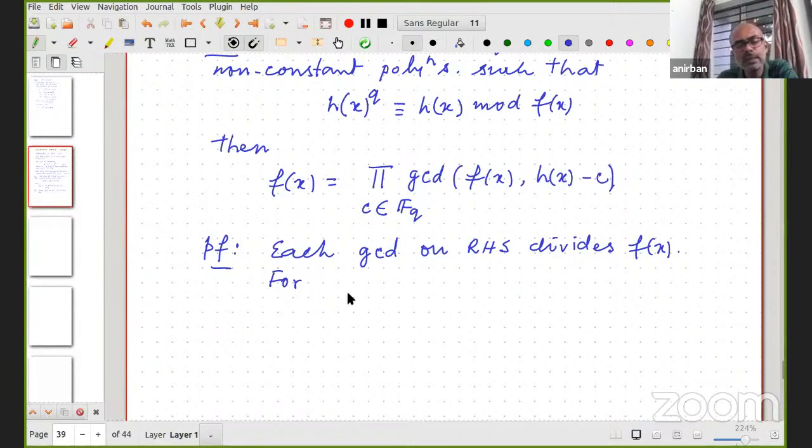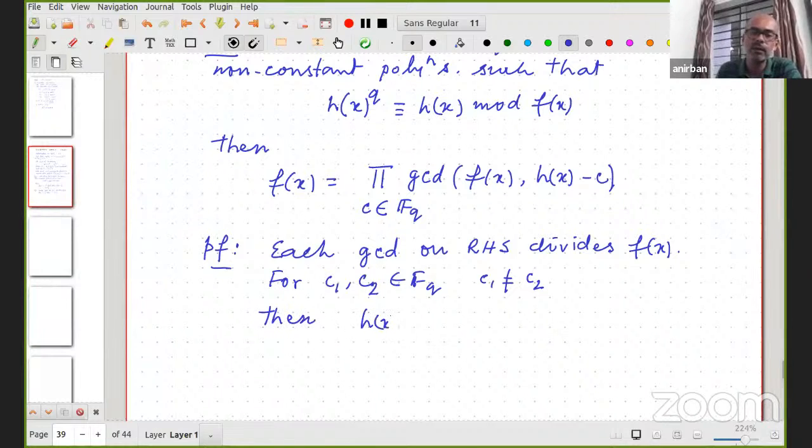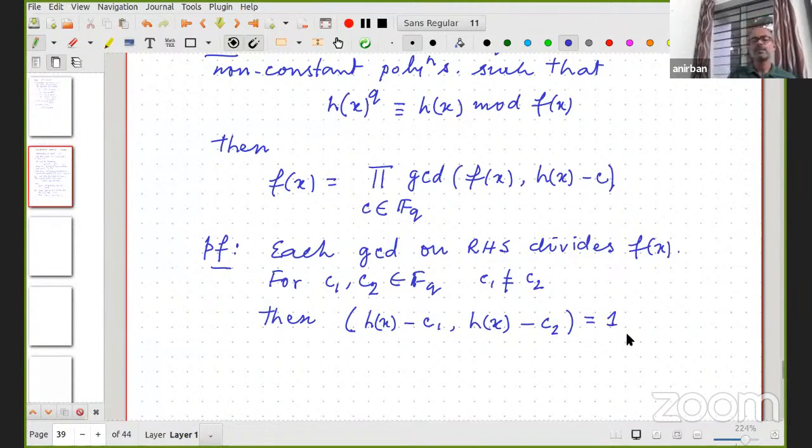If we show that all these GCDs are distinct, then they all must divide fx simultaneously. The product has to divide fx. So that's what we want to show, that for c1 and c2: if I take two elements in Fq such that c1 and c2 are not equal, then the GCD of hx minus c1 and hx minus c2 is 1.